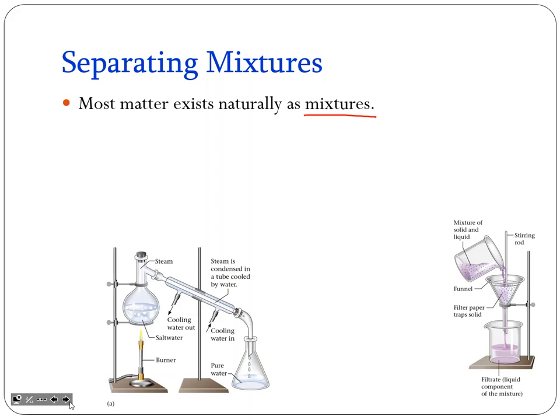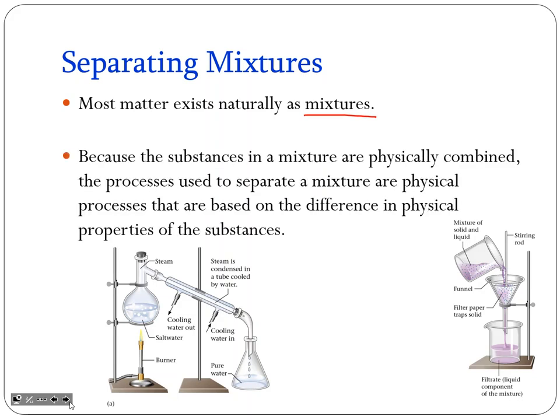Mixtures, of course, can be homogeneous or heterogeneous, where it's either uniform or not uniform. In a homogeneous mixture, something is dissolved in something else and you can't see the individual particles. And then in a heterogeneous mixture, you have the ones where you can see the individual particles.